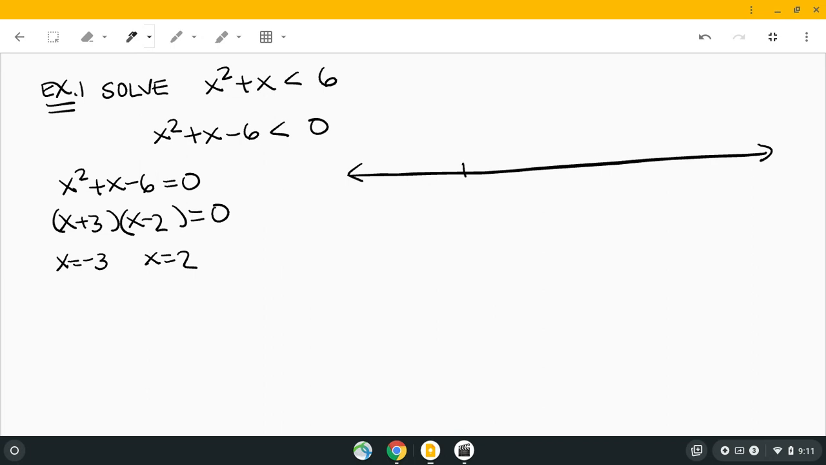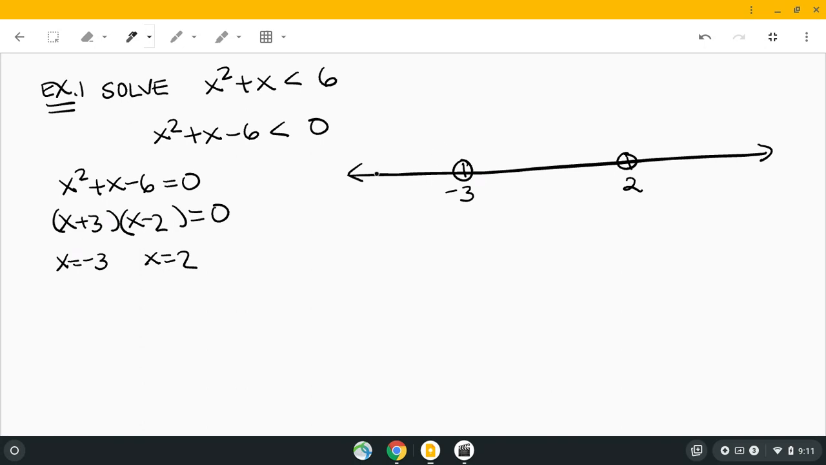-3, I'll pretend -3 is way over here. And this is a strict inequality, so I'll keep it an open circle. And then +2 over here. And again, strict inequality, so I'll keep that open. So now I have these three regions.